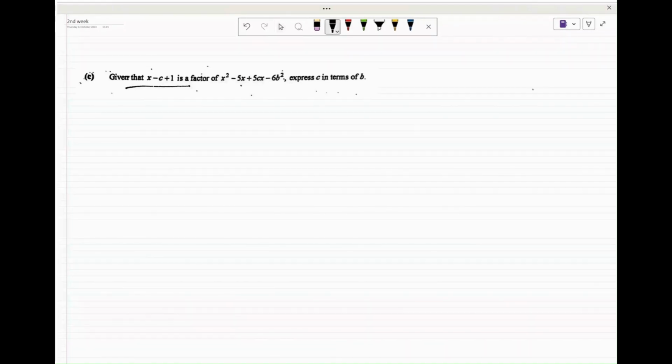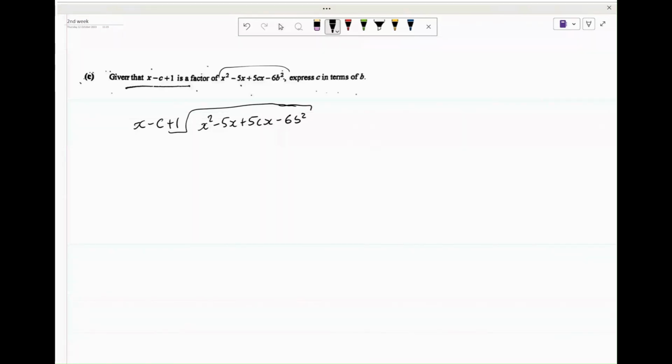So we're dividing this, so that's under the line, x squared minus 5x plus 5cx minus 6b squared, and above the line is x minus c plus 1. So long division, first term into first term, x into x squared is just x, so x times x is x squared, x times minus c is minus cx, and x times 1 is just x. We're going to swap our signs, and we're going to add our two lines together.